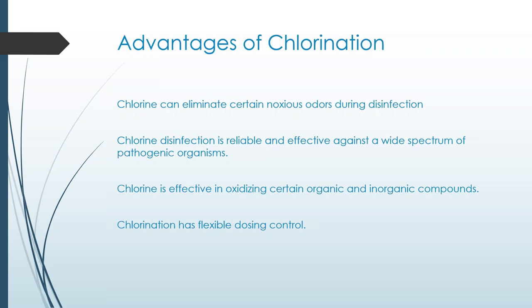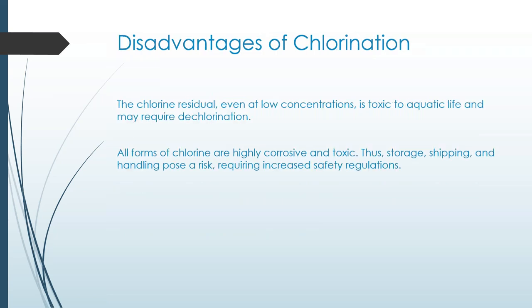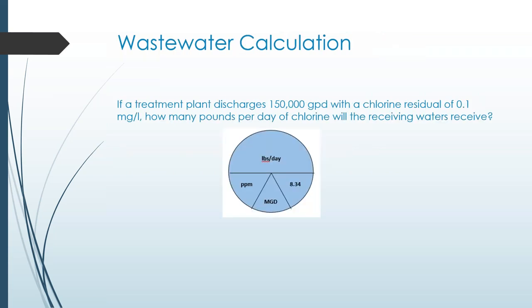Some of the disadvantages of chlorination. Chlorine is toxic to aquatic life, even at low concentrations. In such instance, if you provide disinfection using chlorine, you may also be required to dechlorinate. Dechlorination is the process of removing any residual chlorine after the water has been adequately disinfected. All forms of chlorine are highly corrosive and toxic. The storage, shipping, and handling pose a risk, requiring increased safety regulations.